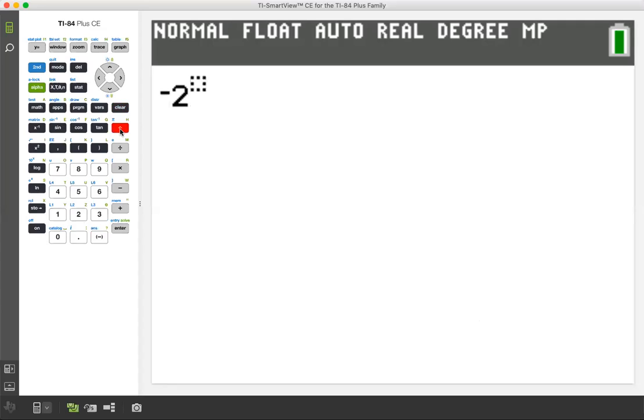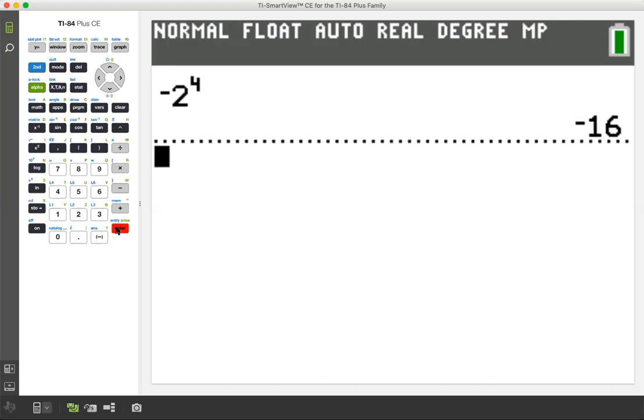And then I need you to look for the exponent button on your calculator. My exponent button is a little caret symbol. So that's where mine is, right here. And I'm placing a 4 in because the exponent is 4. So this is exactly what it says on my page. My page says -2 to the 4th. And then when I hit enter, I get -16. So that's the answer for letter A.